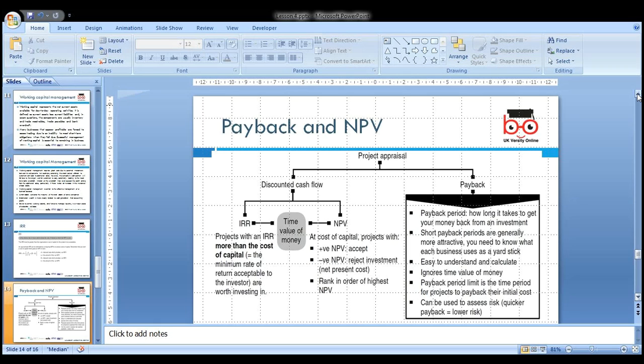It is easy to understand and calculate, but it ignores the time value of money. Sometimes you're getting that money in 5 years, and £1 now is worth more than the pound you have after 5 years in the real world.